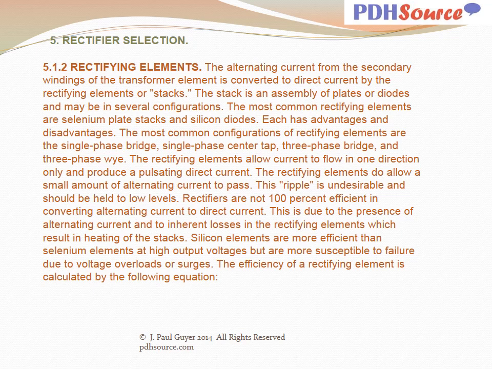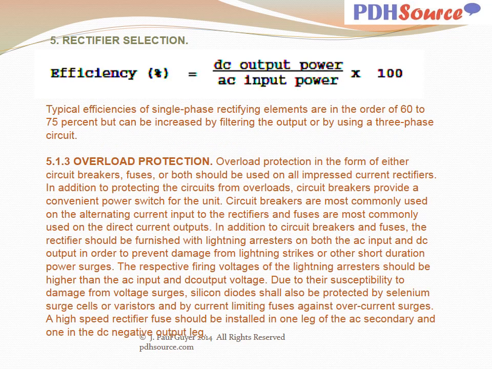The efficiency of a rectifying element is calculated by the following equation, as indicated on this slide. Typical efficiencies of single-phase rectifying elements are in the order of 60 to 75%, but can be increased by filtering the output or by using a three-phase circuit.